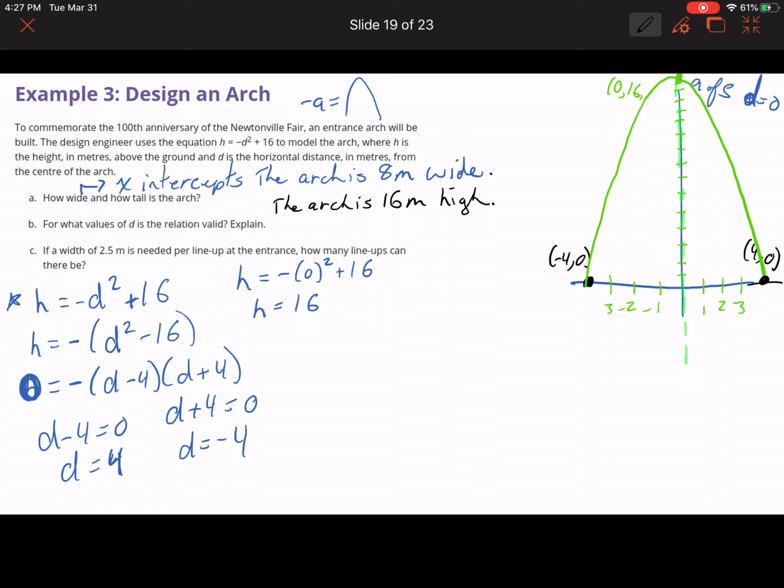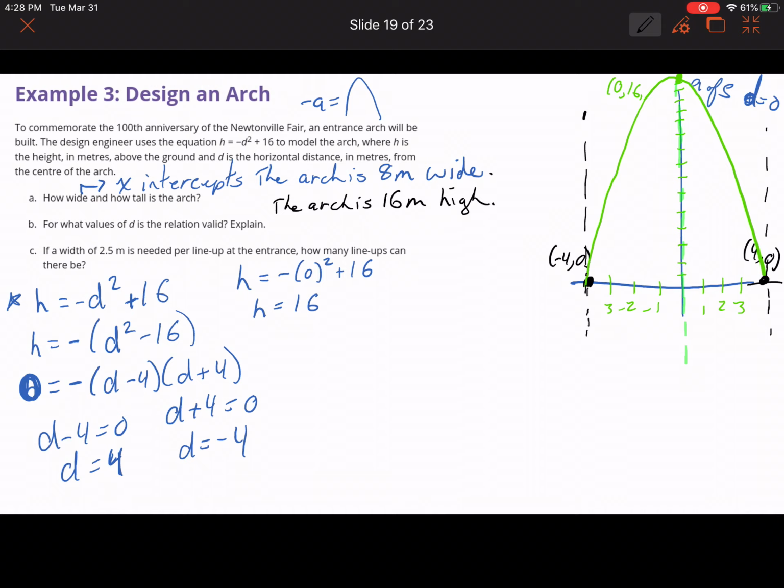For what values of d is the relation valid? So this is our domain and our range that we talked about in chapter 4. So the values of d. d is only valid between -4 and 4. So there is no value below that. If we were at -5 or +5 or anything bigger than that, there is no arch. The arch doesn't exist past those lines. So our arch only exists between -4 and 4.